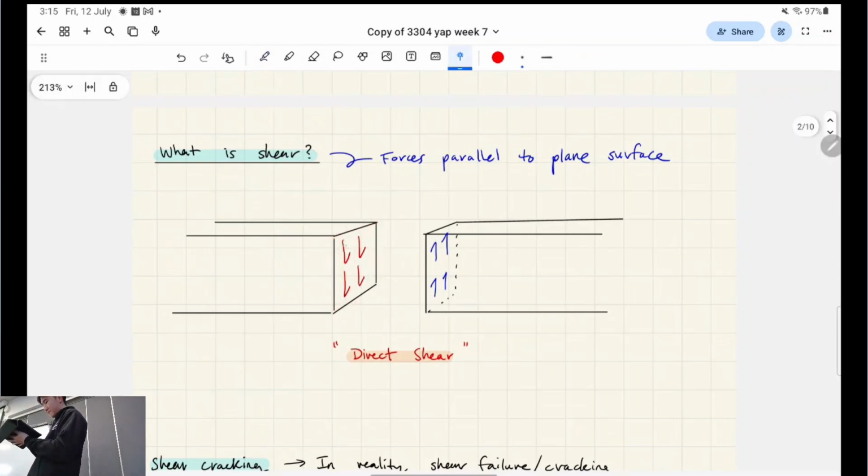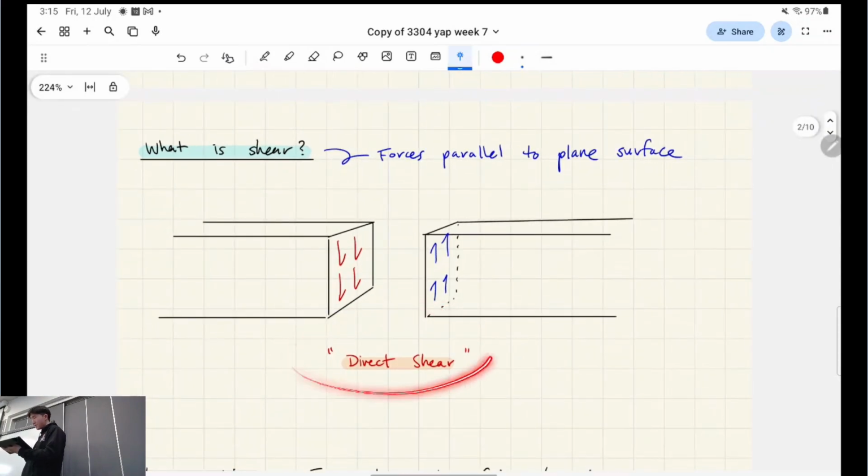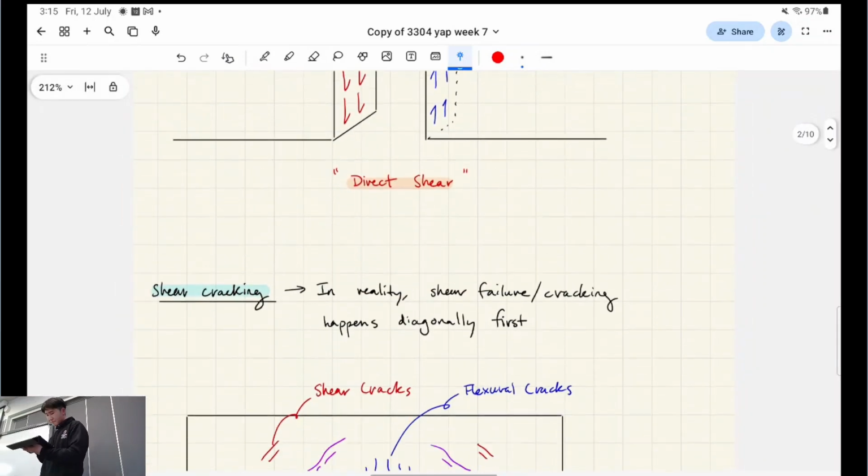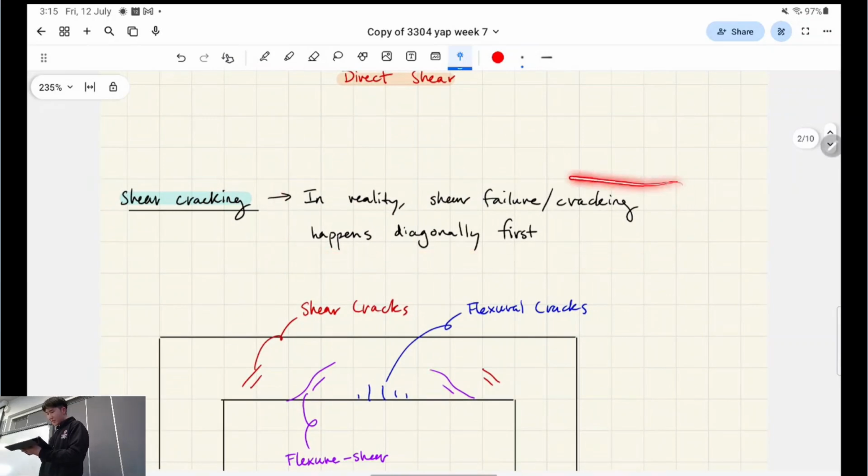And then these tangential forces to that plane, that's shear forces or shear stresses, right? So this is called direct shear, what you can see here, right? But in practice, and particularly for concrete, beams fail in a slightly different way to this. Direct shear failure is quite rare because it usually fails in diagonal tension failure, right? Which I'll show you in a second. Because concrete is weakest in tension, right? So in reality, shear failure and cracking in concrete usually happens diagonally first.